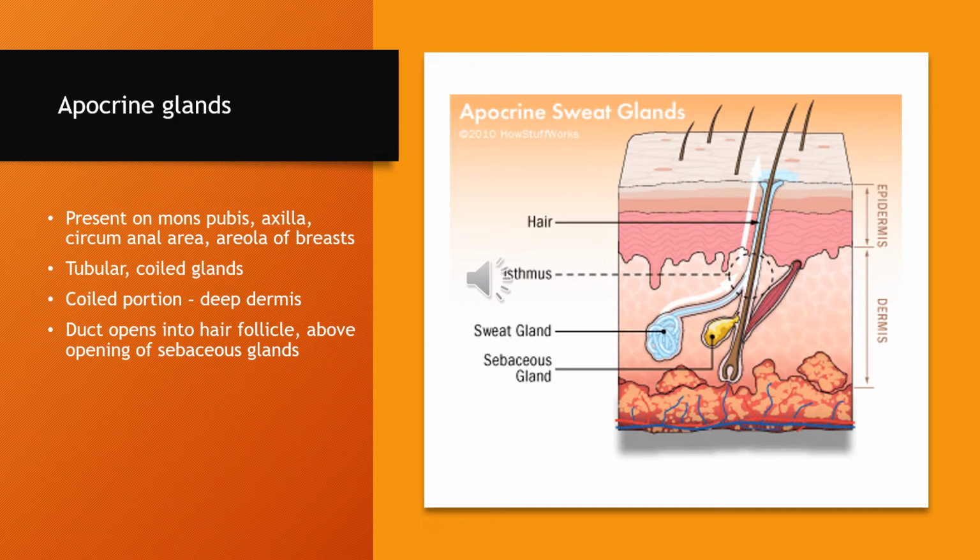Apocrine glands. These glands are present only in certain areas of the body. That is, they are not distributed throughout the body, only in certain areas like pubis, axilla, around the anus, area of breast, etc. And these are also tubular coil structures having a coil portion and a duct portion. And the coil portion lies deeper in the dermis, but the duct opens into the hair follicle just above the opening of sebaceous gland.